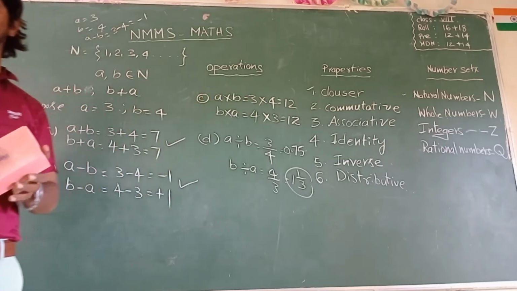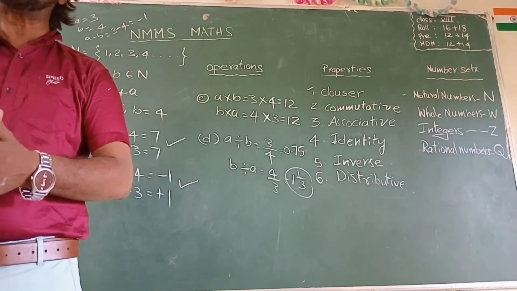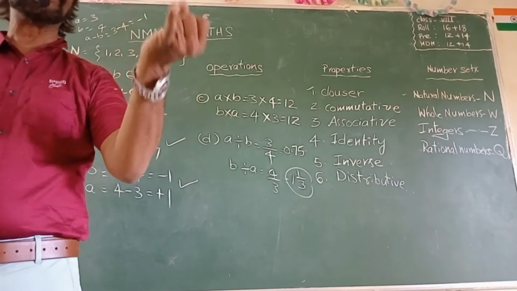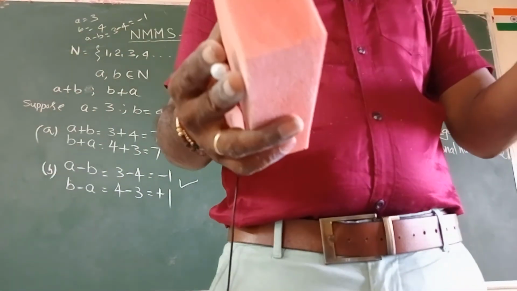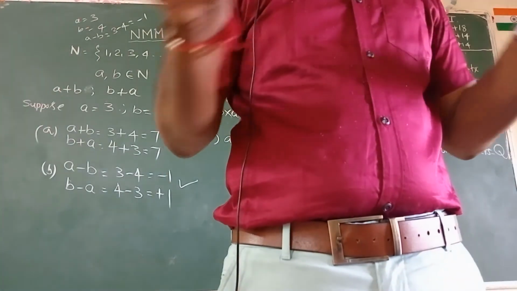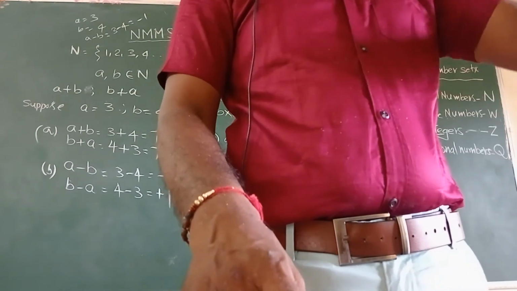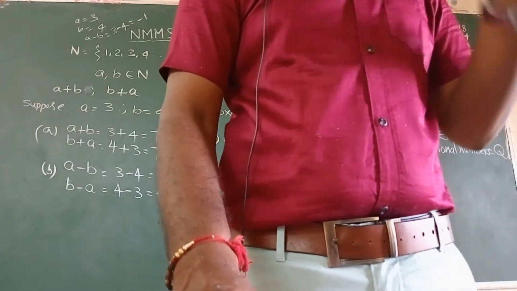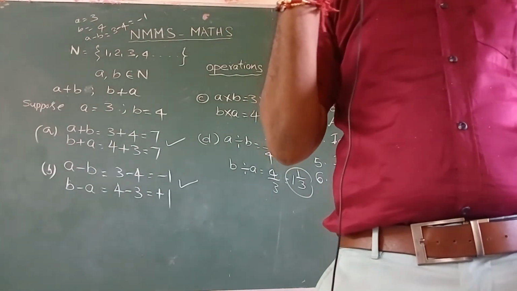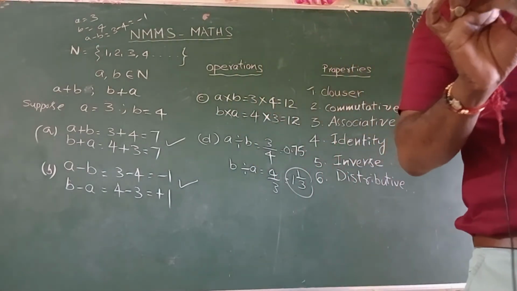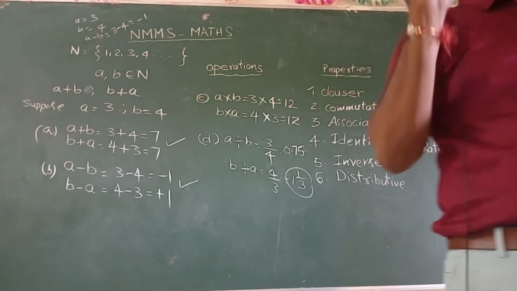Next, associative property. Third property. Closure: if you take any two numbers in the set of natural numbers, and if you perform the operations like addition, subtraction, multiplication, division, and the answer is a natural number, then we say it is closed. Otherwise, it is not closed.